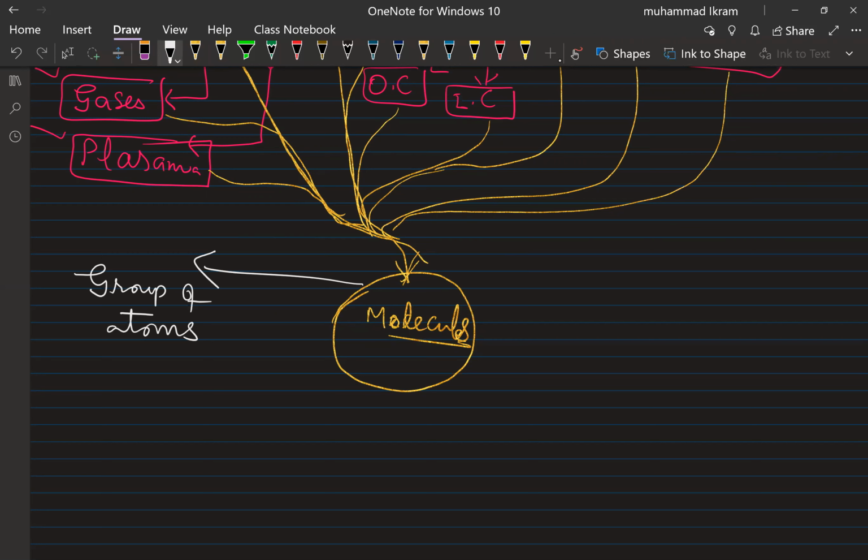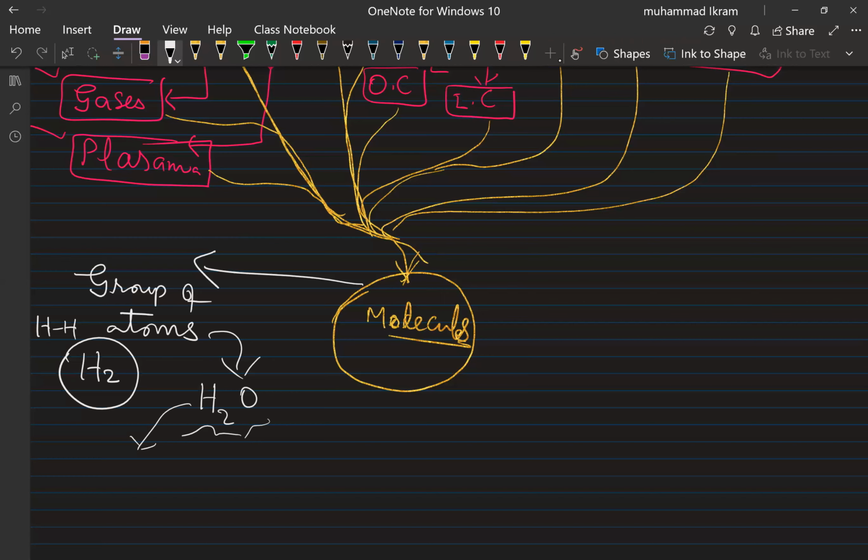For example, look at hydrogen gas. This is one molecule of hydrogen, with the same kind of atoms, but it is not necessary all the time. For example, if you see the molecule of water, H2O, here you see that the atoms are different, right? Two hydrogen atoms and one oxygen atom combine to form the molecule. So a molecule is in fact a group of atoms which may or may not be similar.